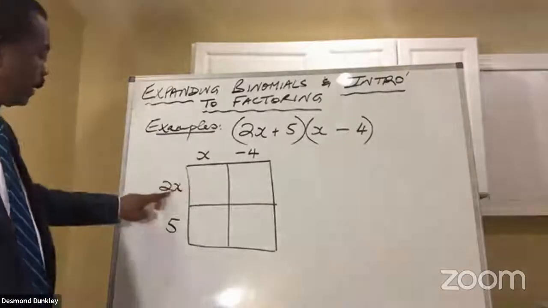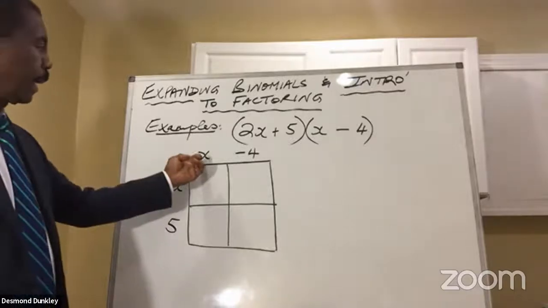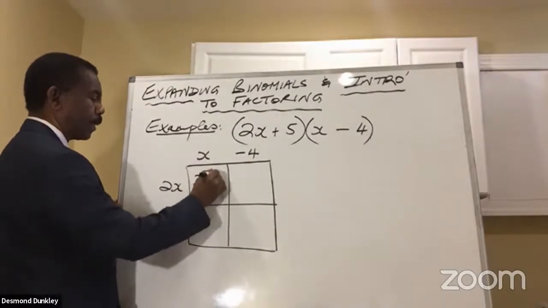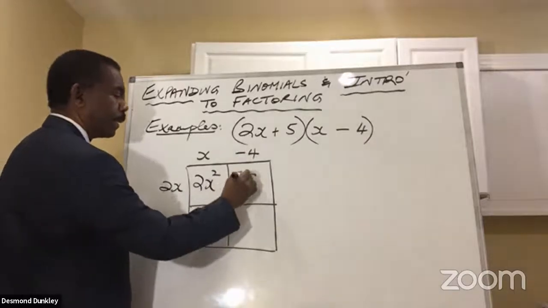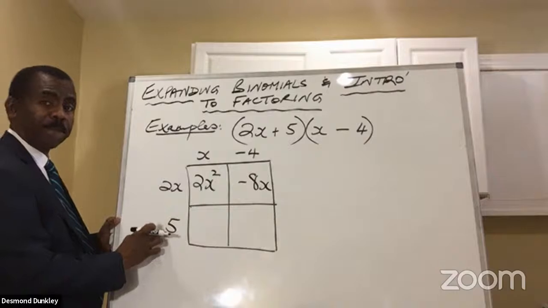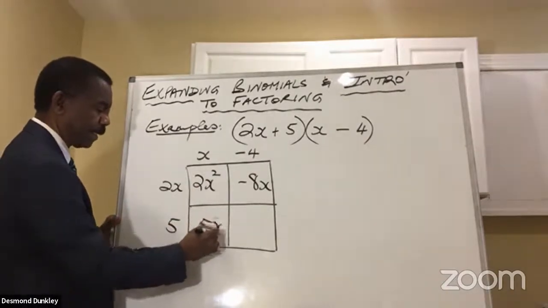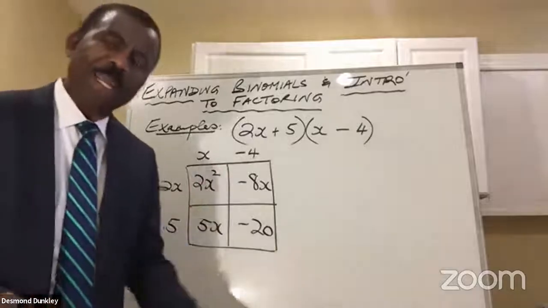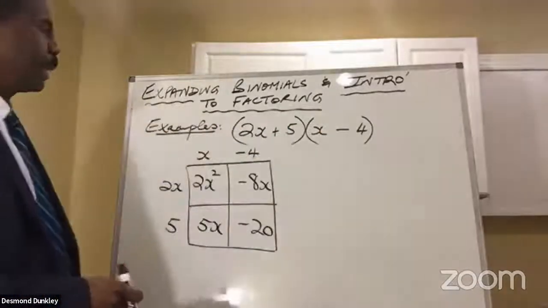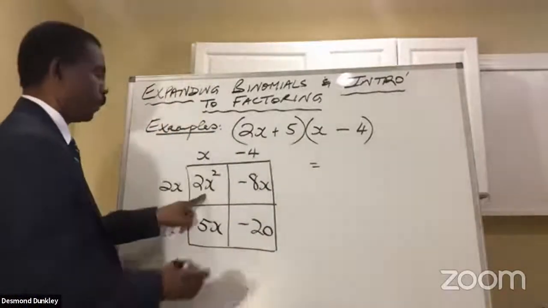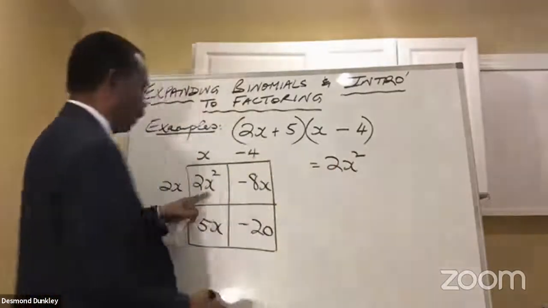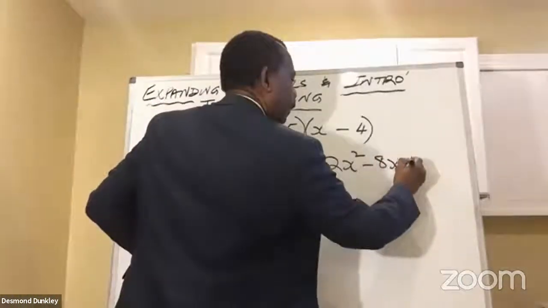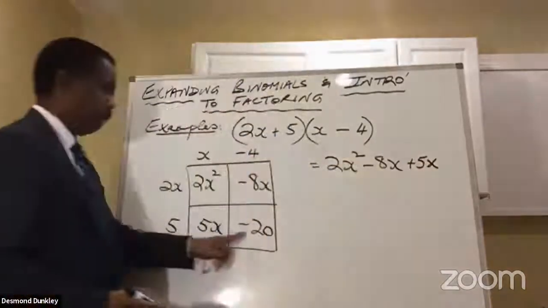So what have we done? The 2x is here, the 5 is here, and then the x is here, and the negative 4 is here. So 2x times x is 2x squared. 2x times negative 4 is negative 8x. Now come to 5. 5 times x is 5x. 5 times negative 4 is negative 20. So again, I'm just showing you another way that some people do the expansion. So what is the result? It is equal to 2x squared minus 8x plus 5x minus 20.